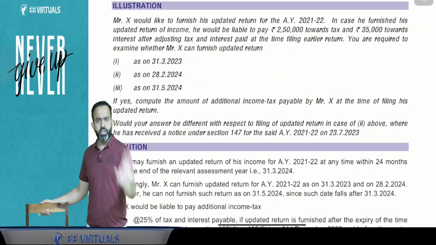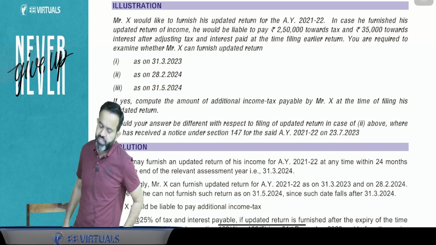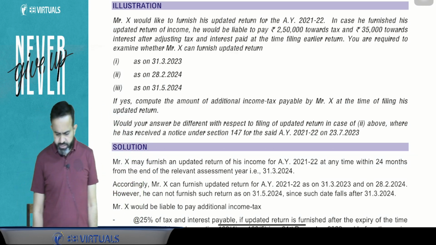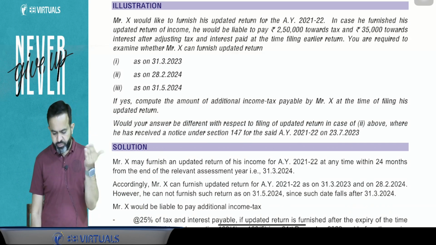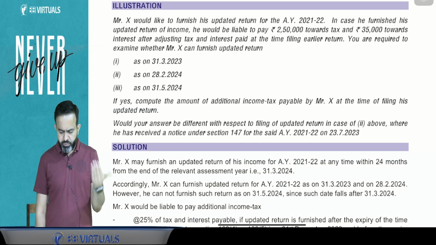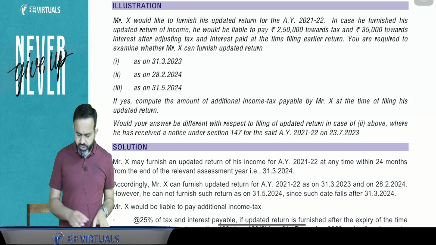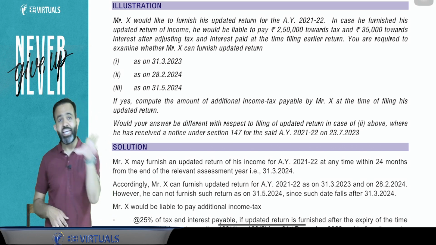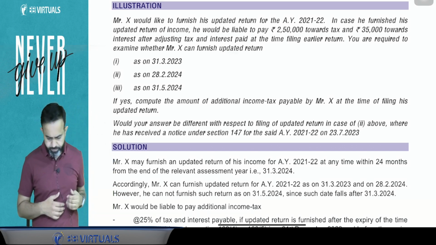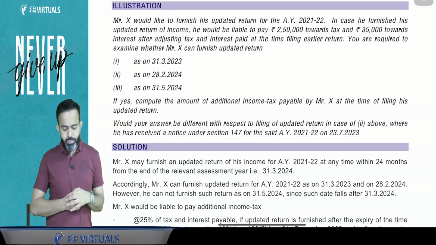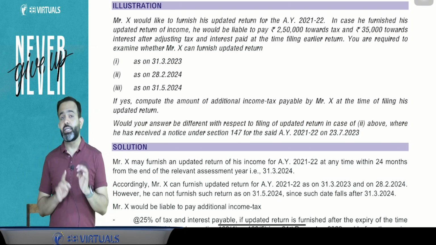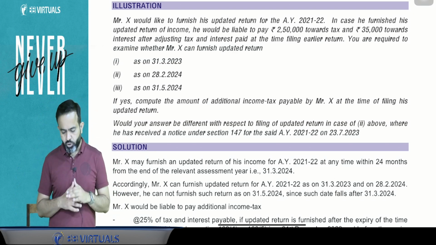Mr. X would like to furnish the updated return for the assessment year 21-22. In case he furnishes the updated return of income, he would be liable to pay 2,50,000 towards the tax and 35,000 towards the interest after adjusting the tax and interest paid at the time of filing the earlier return. So here additional tax is 2,50,000 plus 35,000 interest, so 2,85,000 is the tax on the updated return. Now you are required to examine whether Mr. X can furnish the updated return or not. Can he file the updated return or not?